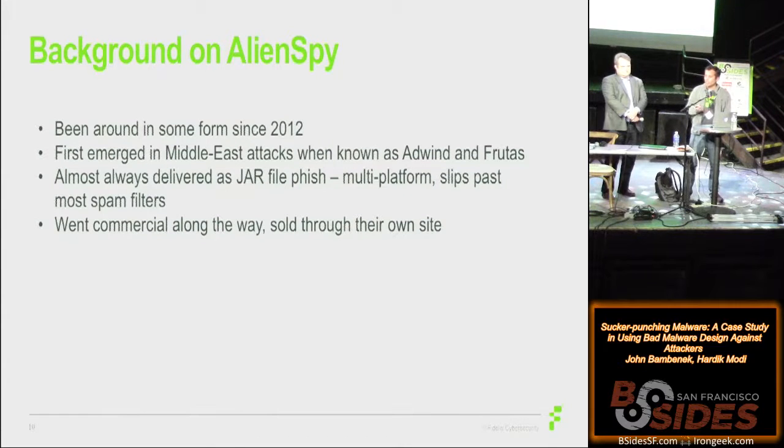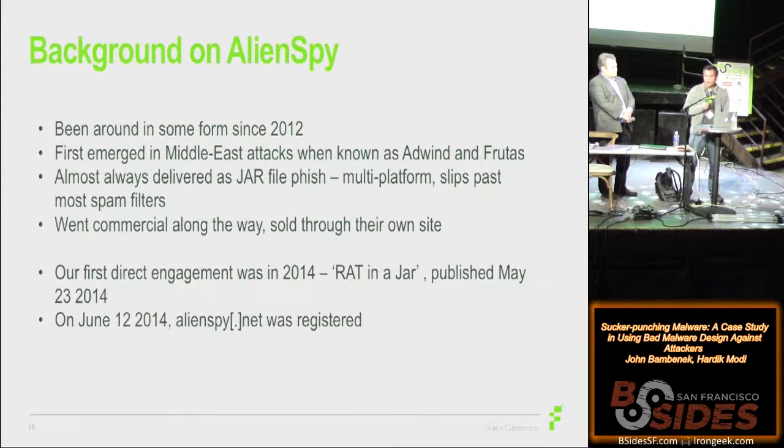Now, along the way, they realized that there was a lot going on. A lot of people were profiting, and they wanted to be in on the value capture. And so it went commercial somewhere along the way. Our first engagement with Alien Spy, with this succession of RATs, was in 2014, when we wrote a paper on something called Unrecom RAT, a successor to Adwind and Frutas. Within a few weeks of our publishing that paper, alienspy.net was registered. And that's really where our story begins, the story that we want to tell you about today.